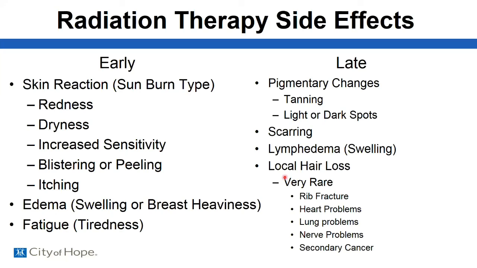And then very rare complications. There can be rib fractures, heart problems, lung problems, nerve problems, or even the development of a secondary cancer. And again, these are very rare with the modern computer-controlled radiation, where we can really focus in on what we want to treat and avoid all these critical structures.